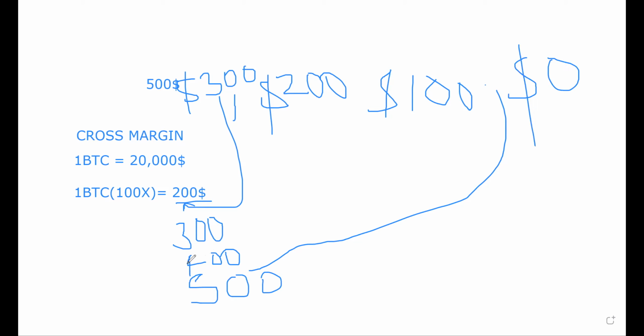Now, if the price of Bitcoin drops again to 19,500, then you don't have anywhere to bring money from again. You are now out of the trade, and you have lost all your money, both the one in your balance and the one you used for the trade. That is cross margin. It keeps bringing more margin from your wallet to keep the trade running.